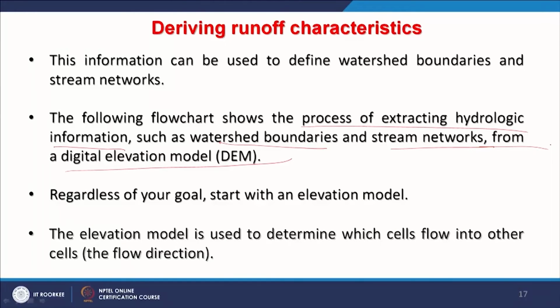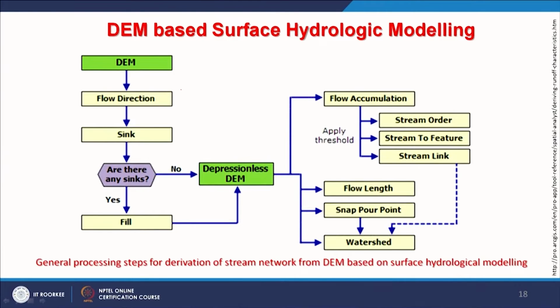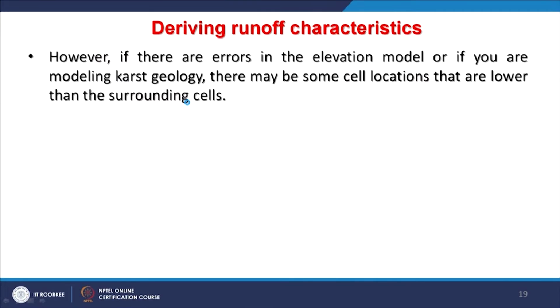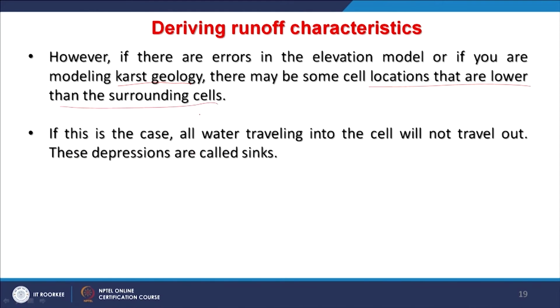So, elevation models or DEMs are used to determine which cells flow into other cells, that is flow direction. Now, if there are errors in the elevation model, which we have also touched upon, or in a limestone terrain, a karst topography or karst geology, there may be some cell locations that are lower than the surrounding cells, and internal flow might be there. So, there is a limitation of surface hydrologic modeling.